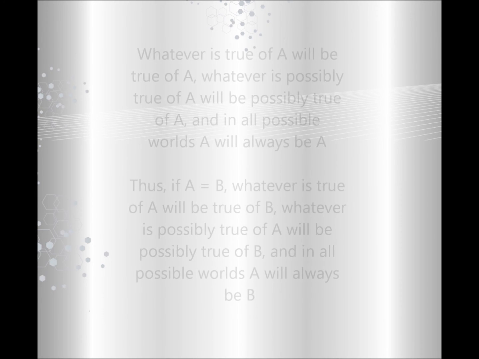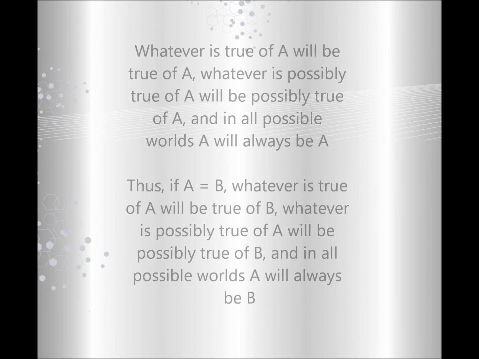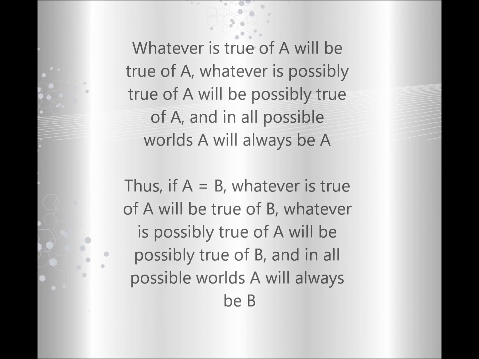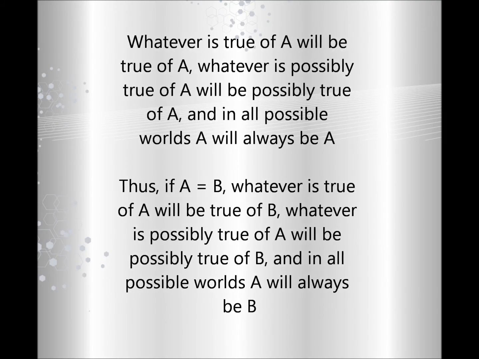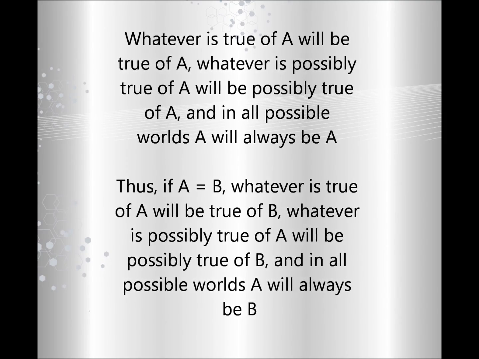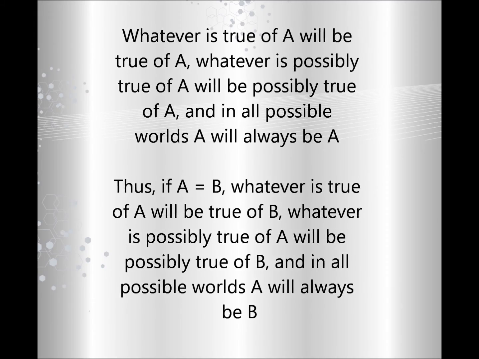So, to summarize, the law of identity combined with modal logic is this. Whatever is true of A will be true of A, whatever is possibly true of A will be possibly true of A, and in all possible worlds, A will always be A. Thus, if A equals B, then whatever is true of A will be true of B, whatever is possibly true of A will be possibly true of B, and in all possible worlds, A will always be B.